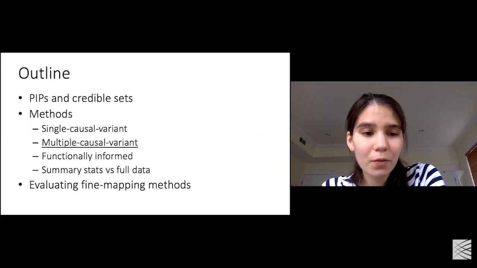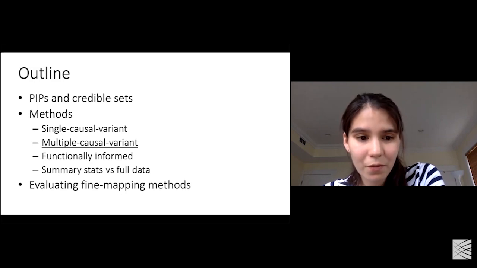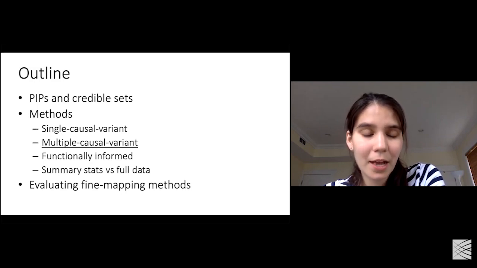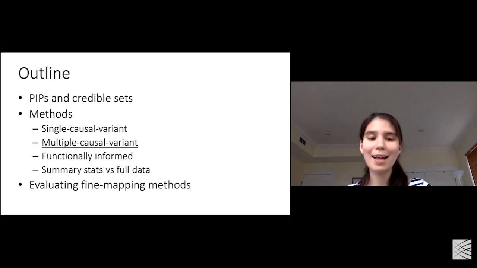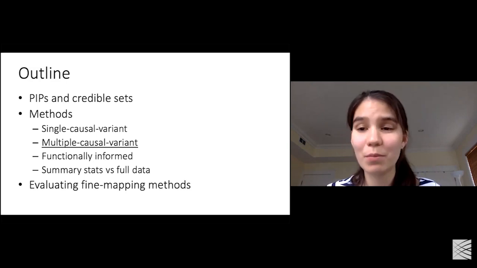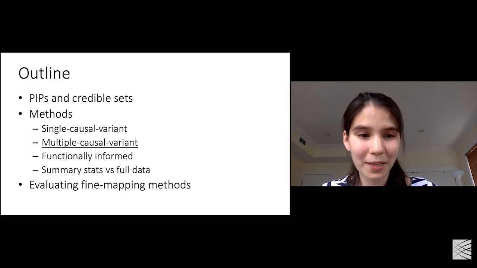So that's an overview of single causal variant fine mapping. And so now I'll give a high-level introduction to multiple causal variant Bayesian fine mapping.